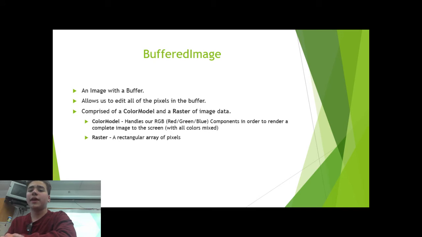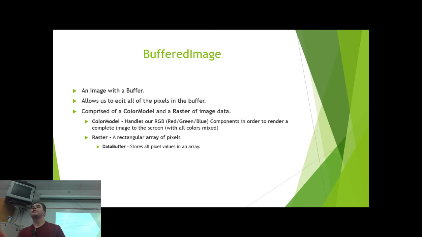The raster is a rectangular array of pixels. In other words, the raster is really all we're going to be dealing with. The color model is just something Java deals with, and that's going to be RGB or RGBA, which includes an alpha channel as well. We're dealing with RGB, which just means we have red, green, and blue and no alpha channel. The data buffer in the raster, which is the only part we're dealing with, stores all the pixel values in an array. So now we actually get to take the pixels, put them all in an array, and then change them.